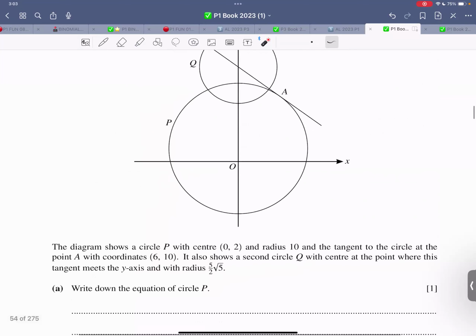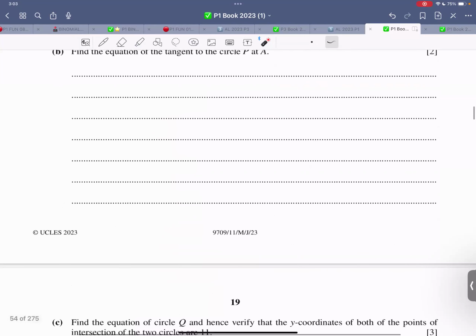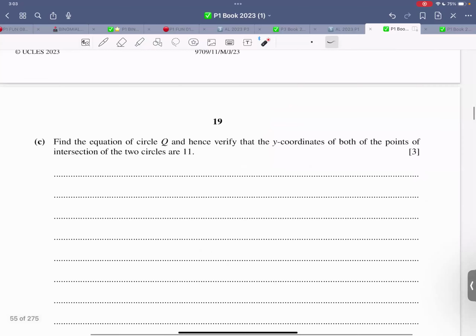That means from here, what is the center? The center is (0, 2). This is (0, 2). This is A. Find the gradient. The tangent gradient should be the negative reciprocal. You have the point, so you find the equation of the tangent. That is also basic. I'll just show you the working once.